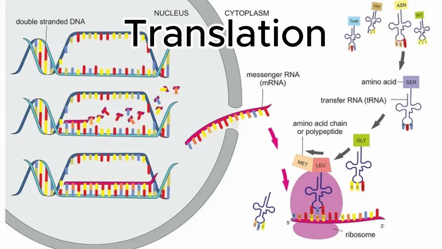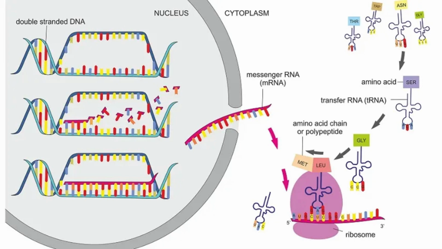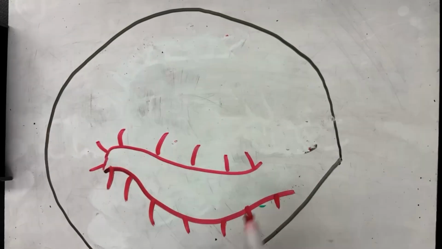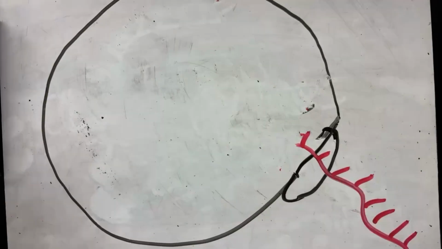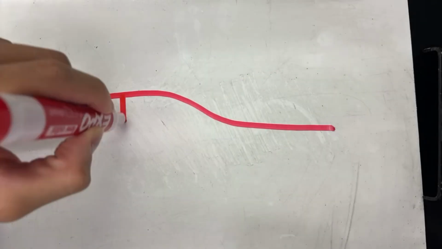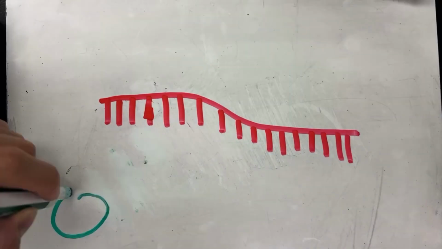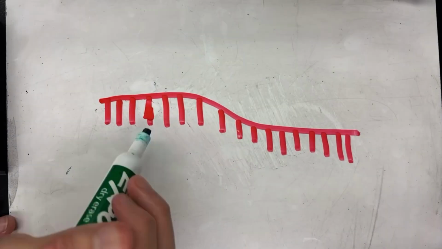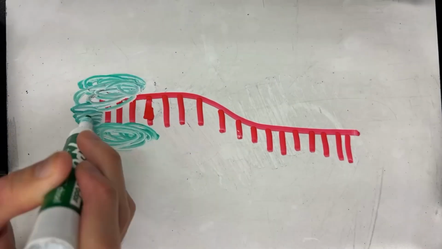Translation: the process of taking mRNA after transcription and using the mRNA with ribosomes to synthesize proteins. Step 1. mRNA exits the nucleus through its pores into the rough endoplasmic reticulum. Step 2. Ribosomes bind with the mRNA and begin protein synthesis.